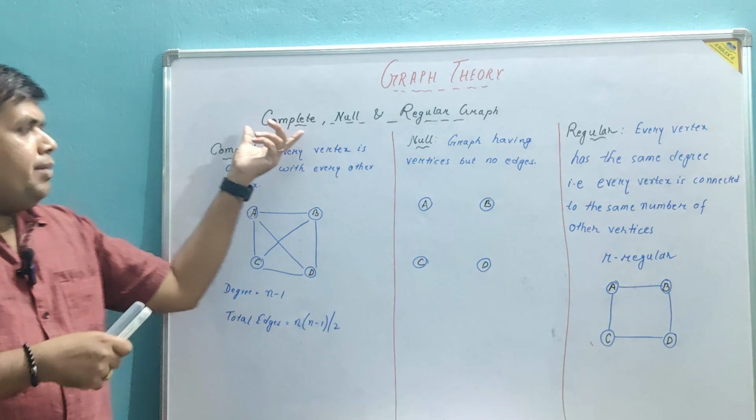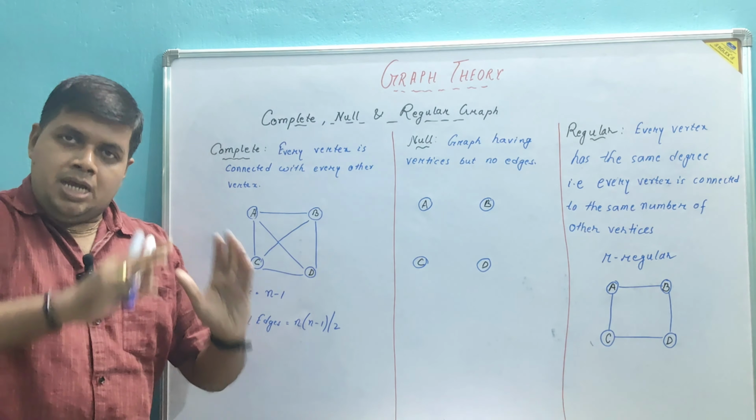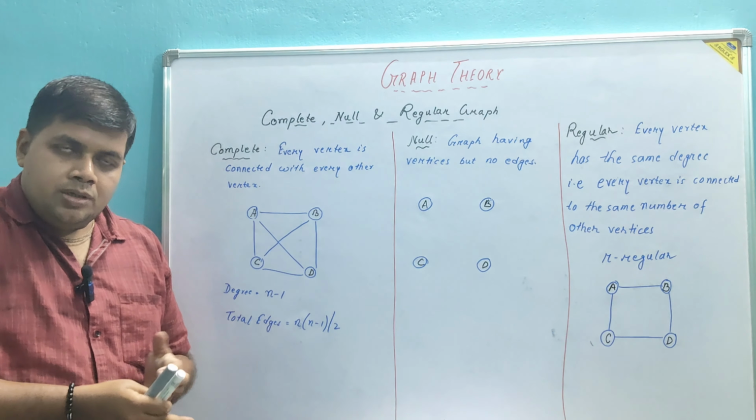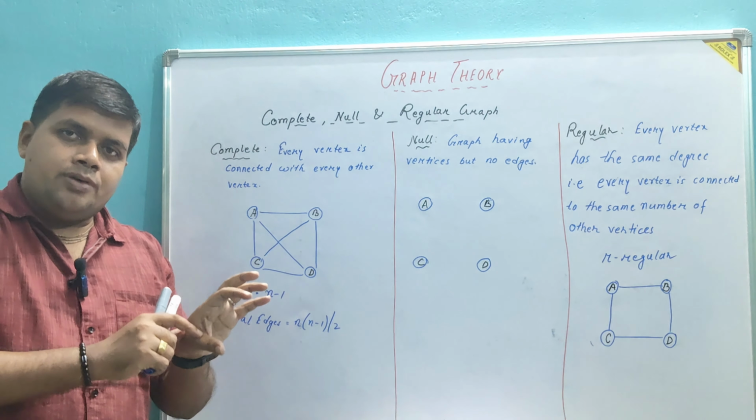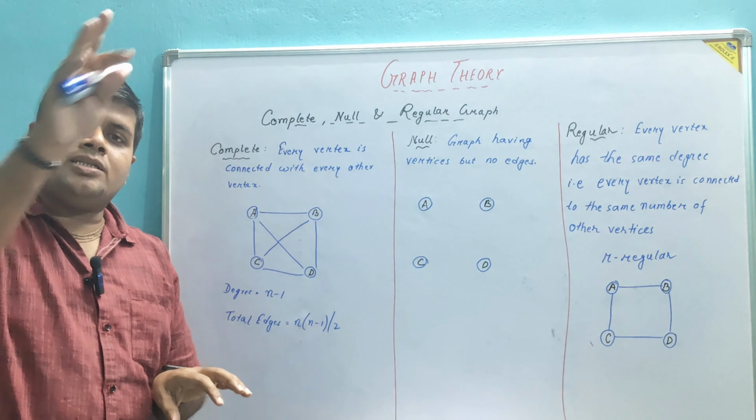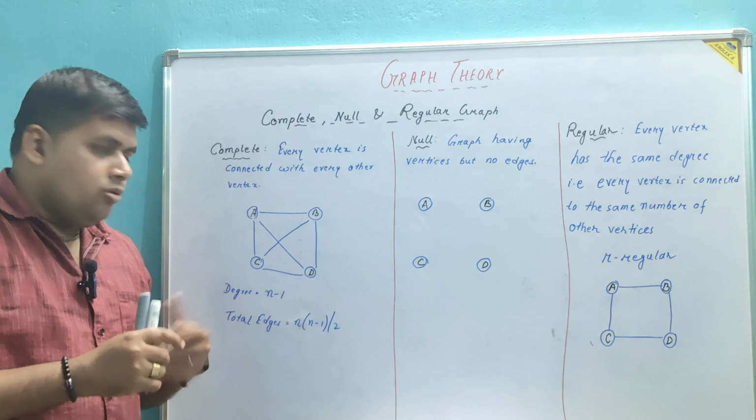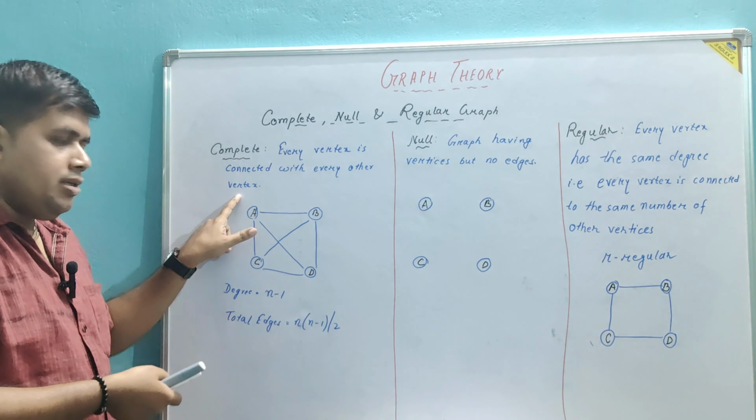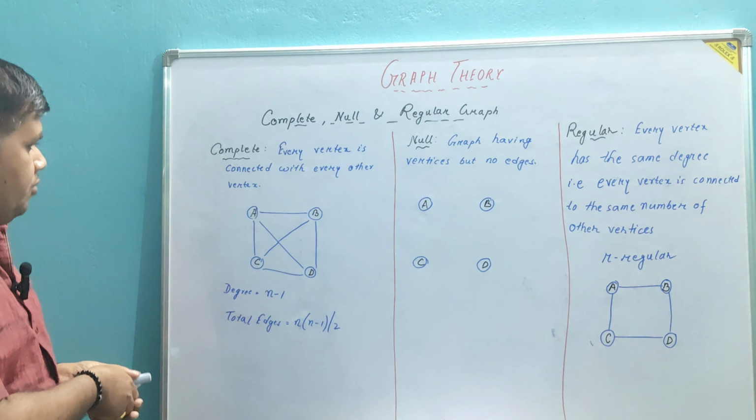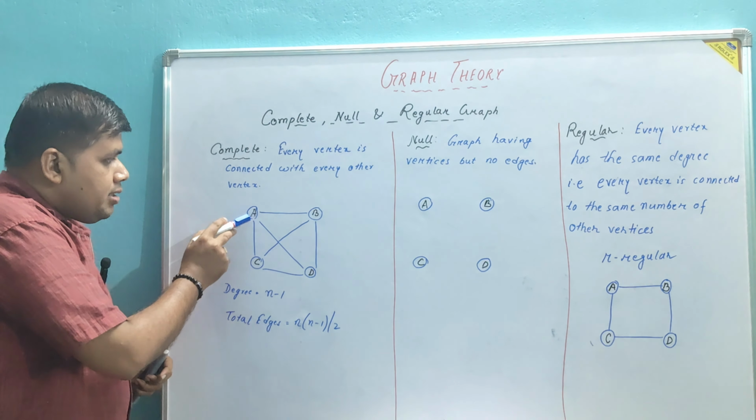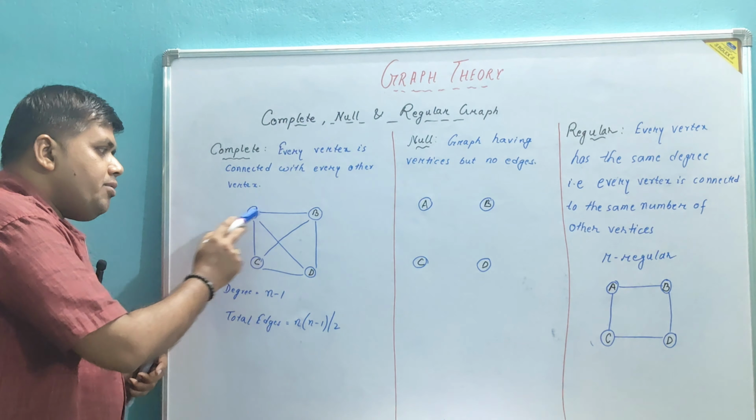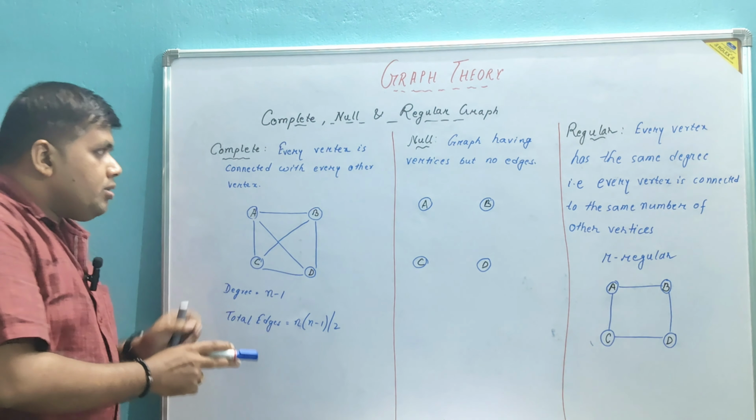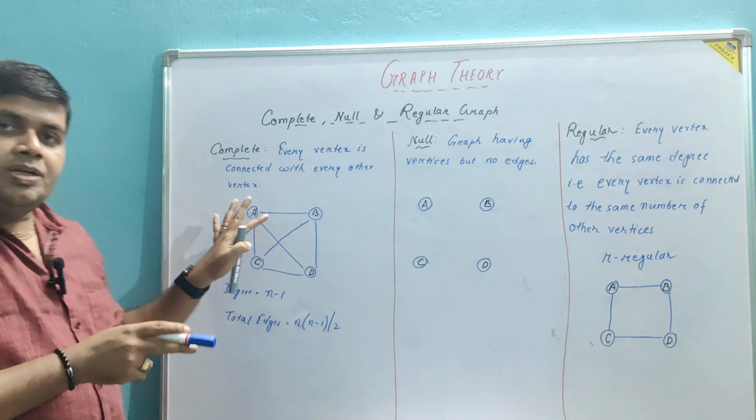So complete graph, the name itself suggests complete means every node is connected with every other node. Every node of that graph is connected with every other node of that graph. Node means vertex. So every vertex is connected with every other vertex in that graph. So here if you observe, the vertex A is connected with vertex B, vertex A is connected with vertex C, vertex A is connected with vertex D. So this is called complete graph.